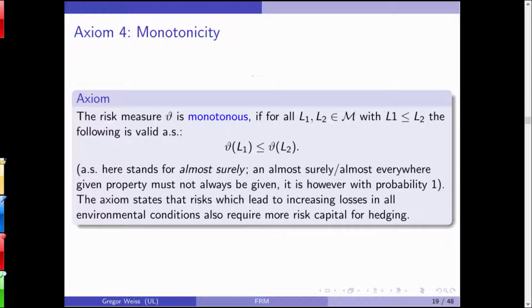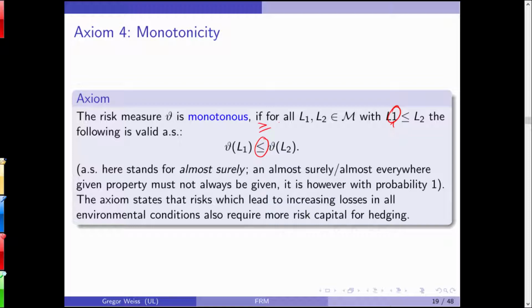And the risk measure is monotonous if for any two risks L1 and L2, with L1 being smaller or equal than L2, the following is valid almost surely, almost everywhere: the risk capital of L1 is less than or equal to that of L2. And again, I think this has to be switched.